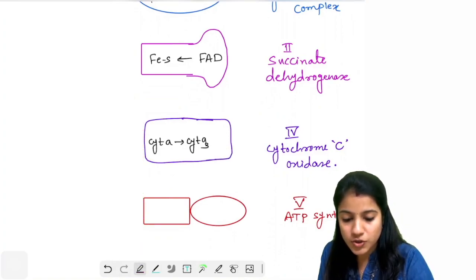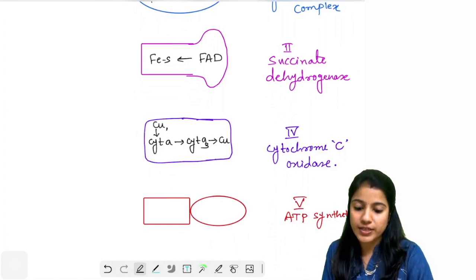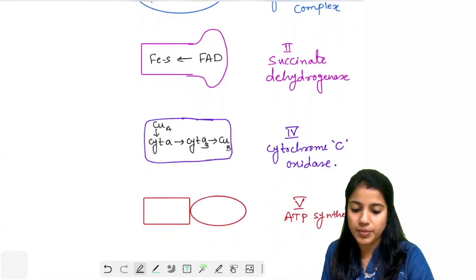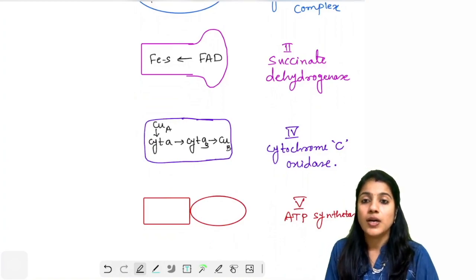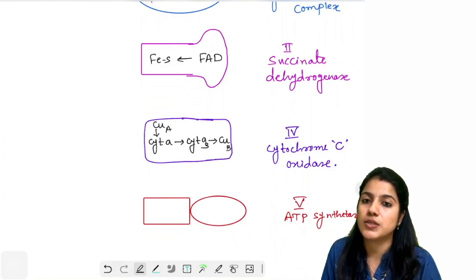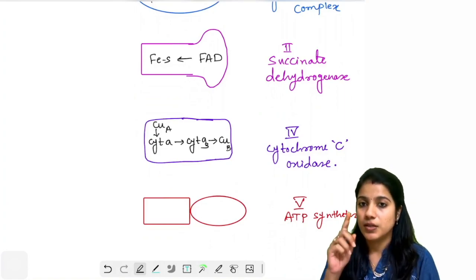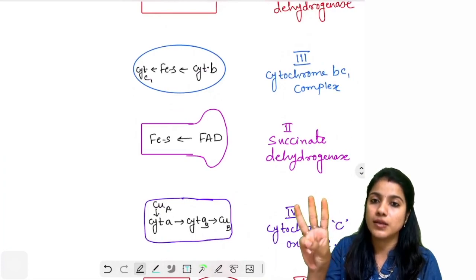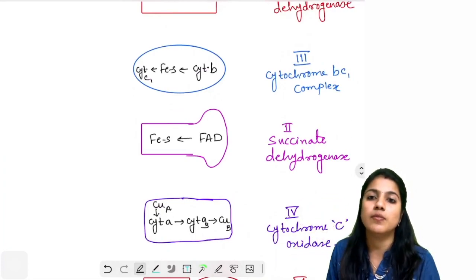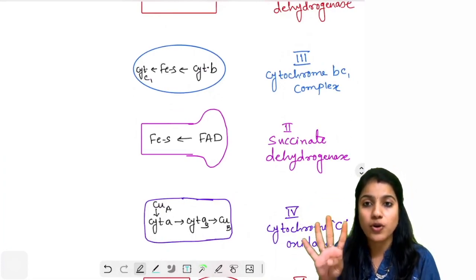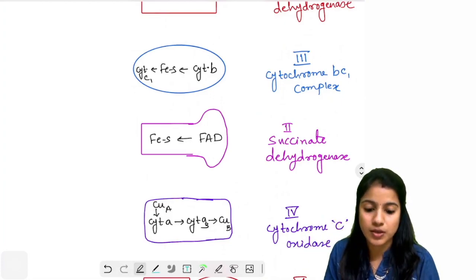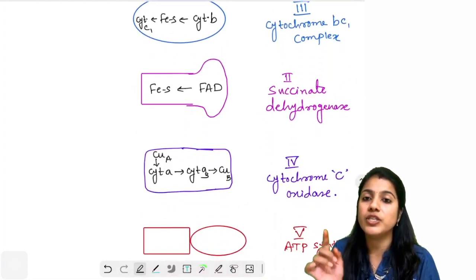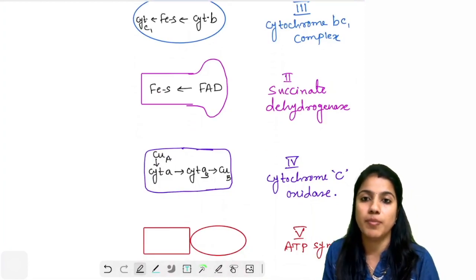Now, from here, this is one copper molecule. Here is one more copper molecule. So we can write it as copper A and copper B. This is the only complex which is associated with copper molecule. Point to be noted: complexes 1, 2 and 3 are associated with iron sulfur molecule, and complex 4 is associated with copper molecule. So the question will be asked, which complex is associated with copper molecule?